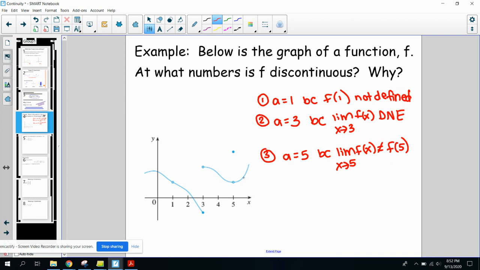So the limit does exist. The limit exists, it's whatever this y value is here, because the left and right limits are the same. The function is defined. It's got a closed circle at 5 somewhere, but the two values don't match. So since that is not equal, we say that it is discontinuous at 5.